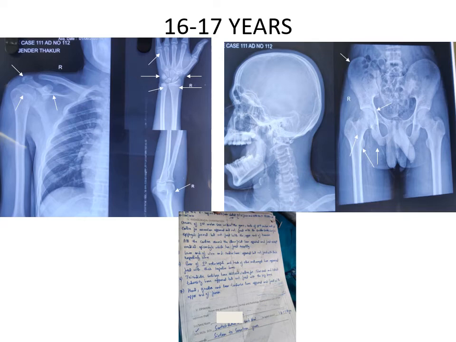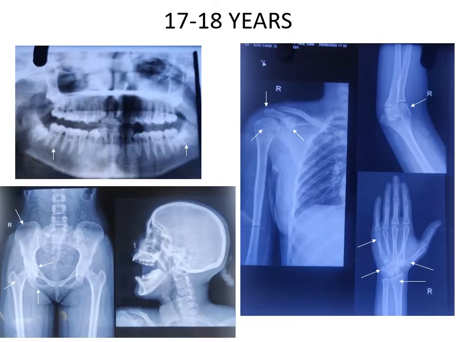Iliac crest and ischial tuberosity have just started appearing. At 17 to 18 years, you can see the orthopantomogram remains the same, with the roots of the second molar not calcified and the crowns of the third molar still within the gums.